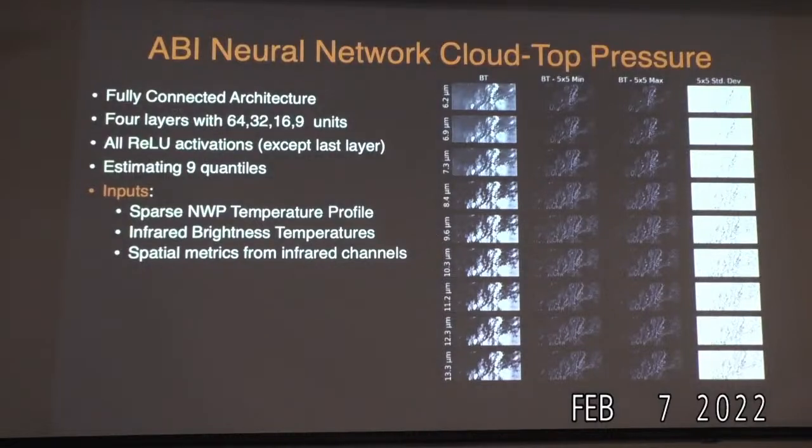We also train a neural network to estimate cloud top pressure for ABI. Same details over here. Inputs are different. We do not include fusion channels. That's because unfortunately there's no sounder from the GOES satellite. But ABI still makes native measurements in relevant spectral regions anyway, so it will be fine.